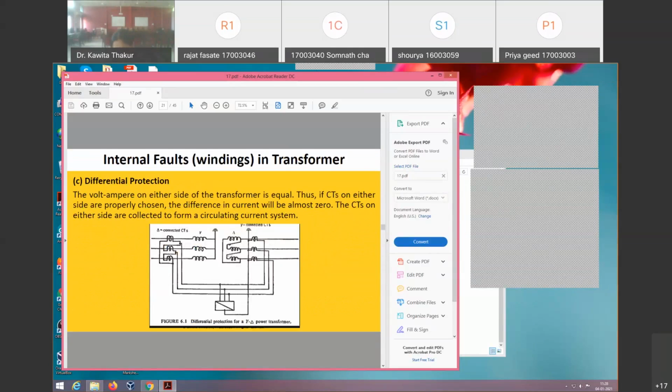Now we have seen the operating principle. Now what is important in the transformer is how CTs are connected, because the transformer is either star-star connected, star-delta connected, delta-star connected, or delta-delta connected. If the transformer primary winding is star connected, then the CT will be in delta connection. If the transformer secondary winding is in delta, then the CT will be in star. This is to equalize, so that we don't get any spill current in the differential operating coil of the relay.